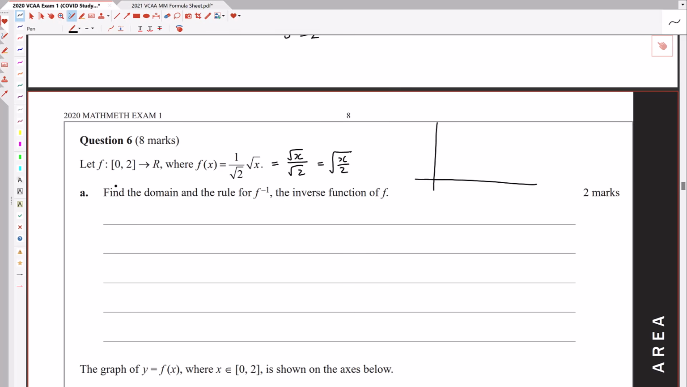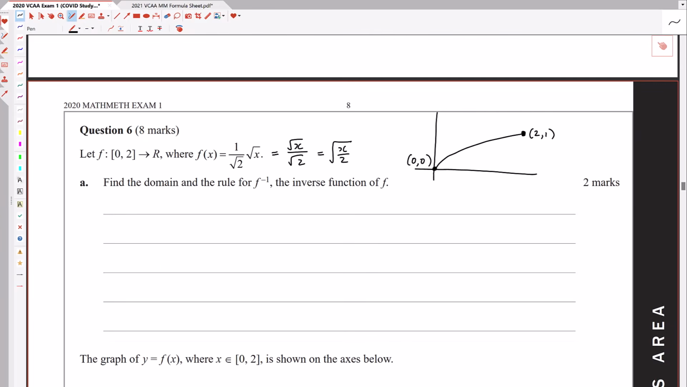So if we think about when x equals 2, we go into this version, it's a bit quicker. When x equals 2, 2 on 2 is 1, square root of 1 is 1. So it obviously goes through the point (2, 1). So they're inclusive endpoints. Okay, so that's the function we're dealing with. And that's going to help us to think about our domain and range of our inverse and all of those sorts of things.